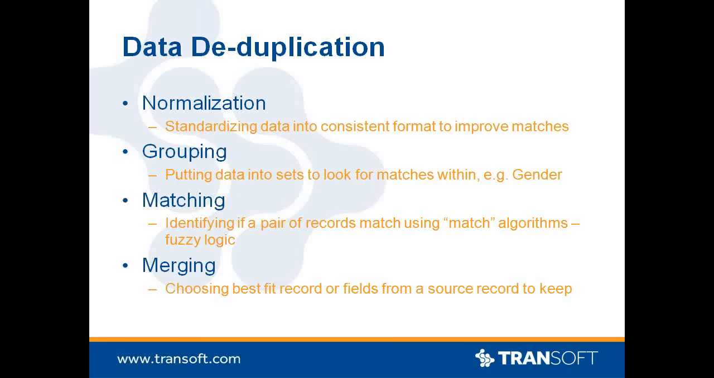So we have split this into 4 stages. First we have a normalisation stage, which is putting data into a consistent format to improve matches. And this is pretty much what you would do in a data cleansing job. You would make sure your data is as formatted as possible as well. So in some scenarios, the normalisation step might not be required because you might have just previously undertaken a data cleansing project.